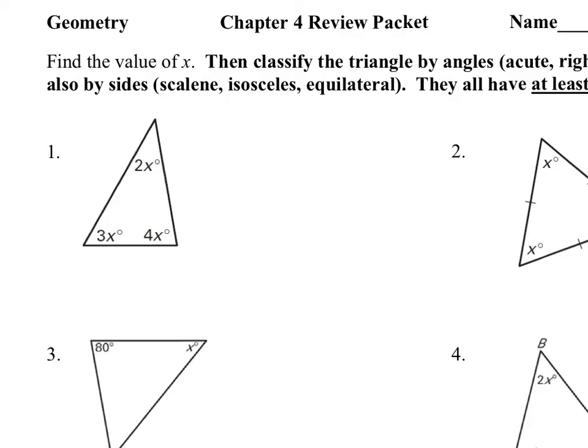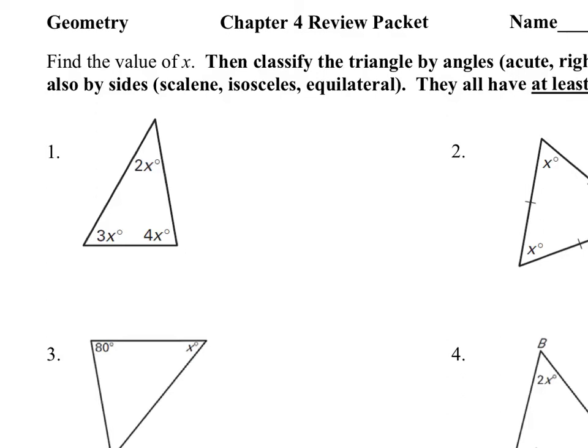And I try to go really slowly through every problem so that everyone can understand it and learn and prepare for the test and really soak up all the things that we learned. So on this first page, we have the same directions for all these problems. Find the value of x, then classify the triangle by the angle. So we have to say whether it's acute, right, obtuse, or equiangular, as well as by its sides. Is it scalene, isosceles, equilateral? They all have at least two classifications, and some special triangles have more than two.